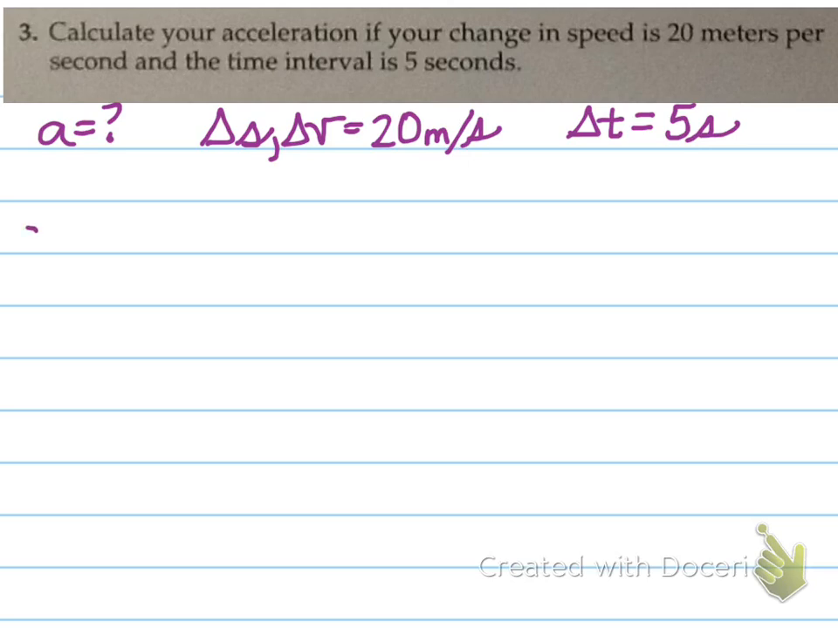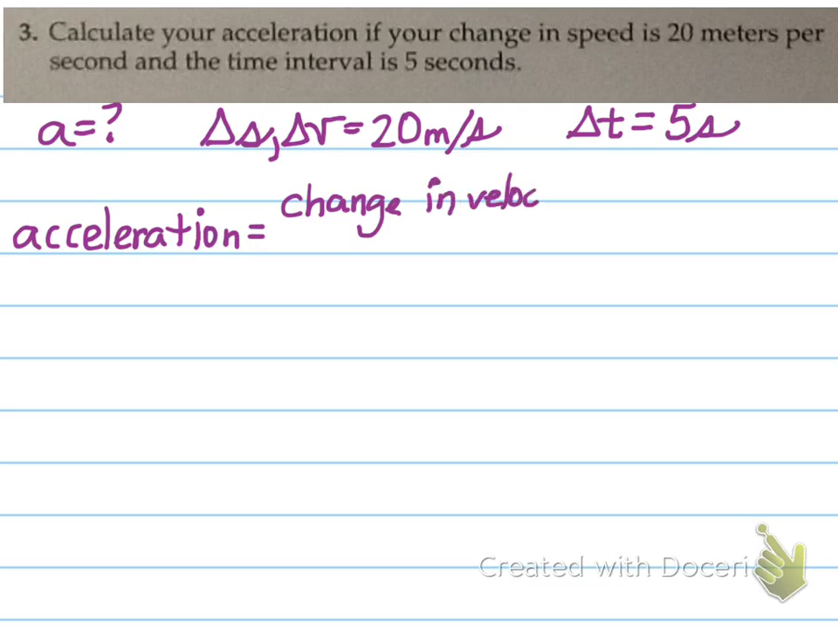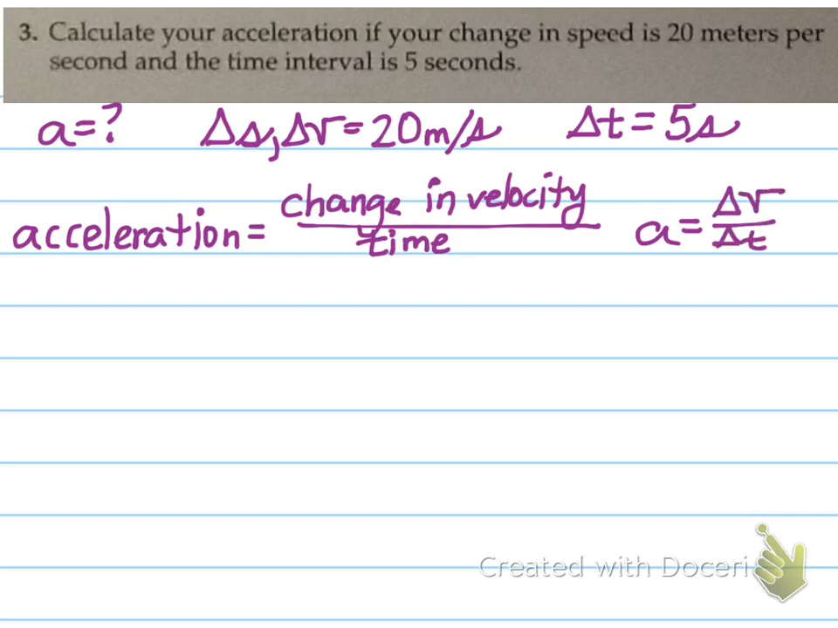So my equation for acceleration is that acceleration equals my change in velocity divided by my time interval. Again, I can put that in symbols as my change in velocity, delta V, over my change in time, delta T.